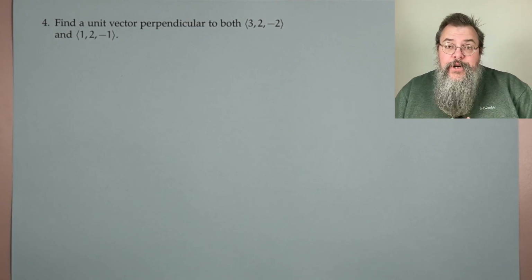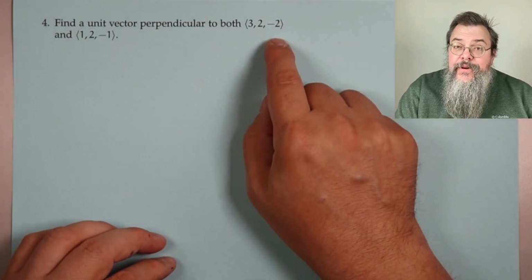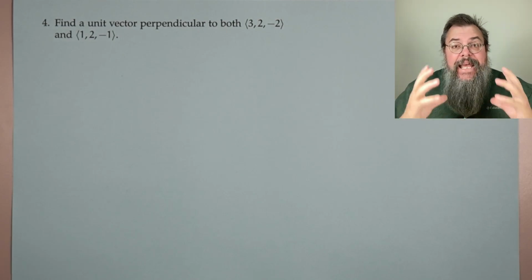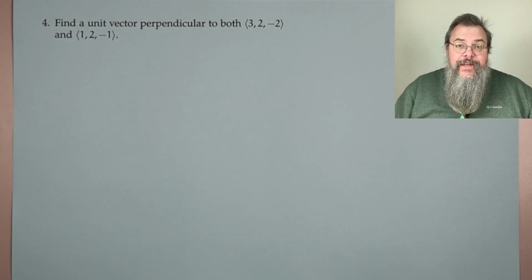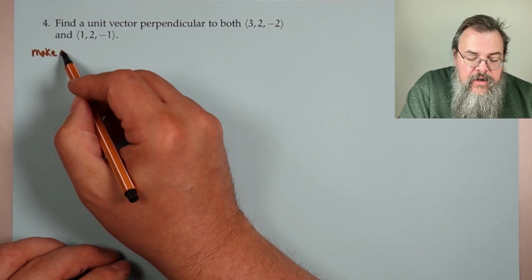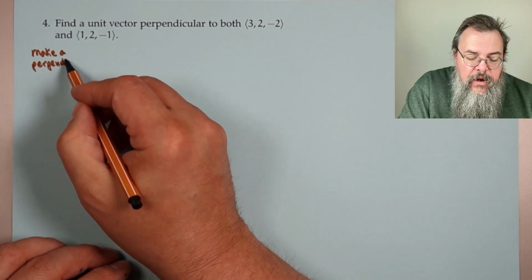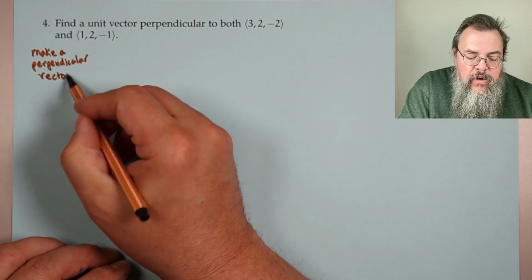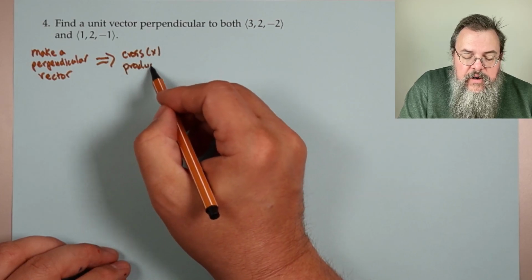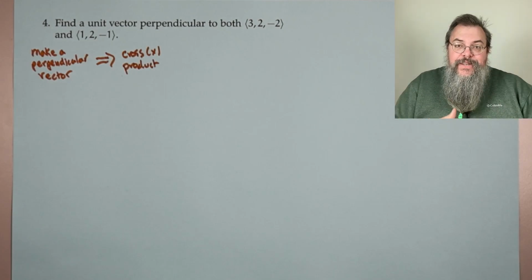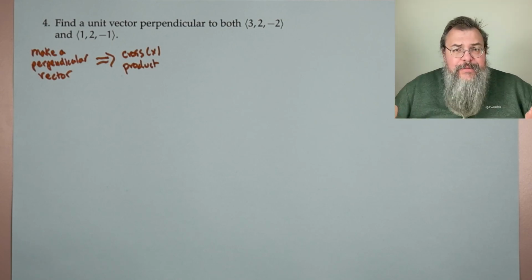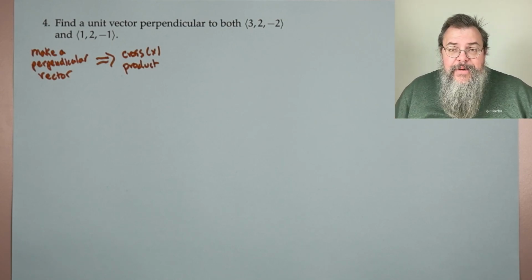Find a unit vector perpendicular to both 3, 2, negative 2 and 1, 2, negative 1. All right. Now, we are trying to make a perpendicular vector. Whenever we have the task to make a perpendicular vector, our gut reaction is that it leads us to the cross product. Cross product is our go-to tool for making a vector which is perpendicular. If I have two given vectors, the cross product is automatically, 100% of the time, going to be perpendicular to both.